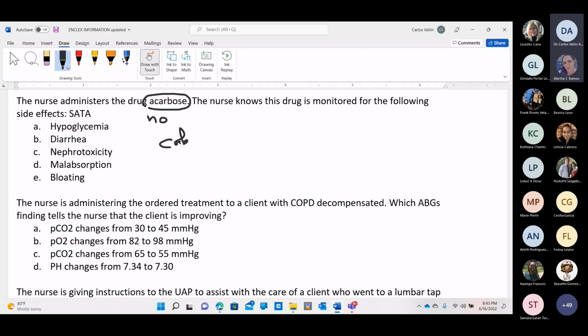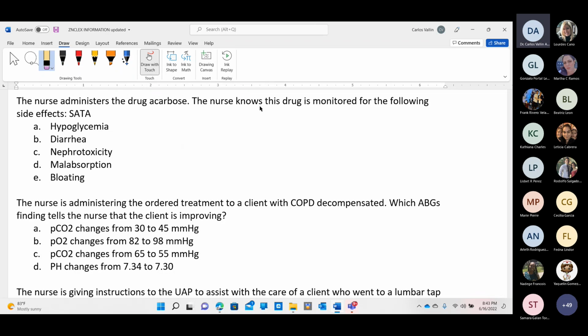Acarbose. Yes. NCLEX. Acarbose sounds like carbohydrate. Okay. So acarbose. The nurse knows this drug is monitored for the following side effects. Select all that apply.